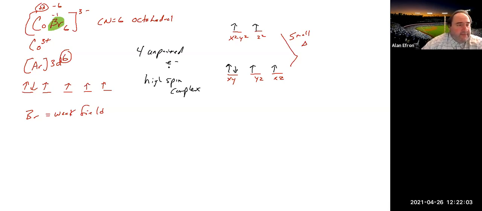Question on either of those examples? Now, in some cases, like I said before, it may not make a difference which way you go in terms of distribution of those electrons, depending on what you have to distribute.